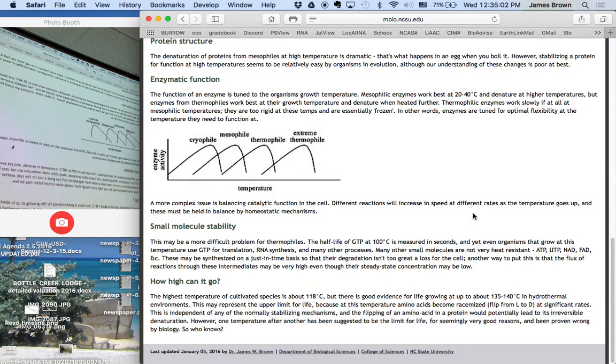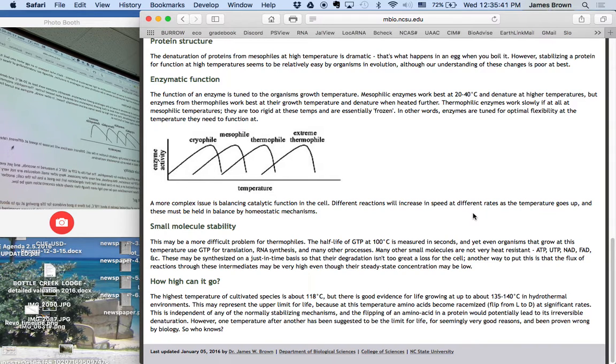GTP hydrolyzes spontaneously at a pretty significant rate in the presence of any measurable metal ions. And so GTP has a half-life of 3 seconds at 100 degrees. How does an organism live at 100 degrees? You need GTP for everything, right? For translation, for the Krebs cycle, et cetera, et cetera. How do you deal with that if you're a thermophile? And it's not just GTP, but it's things like UTP and NAD and so forth and so on. Many of these small molecules aren't very stable and will hydrolyze at high temperatures.